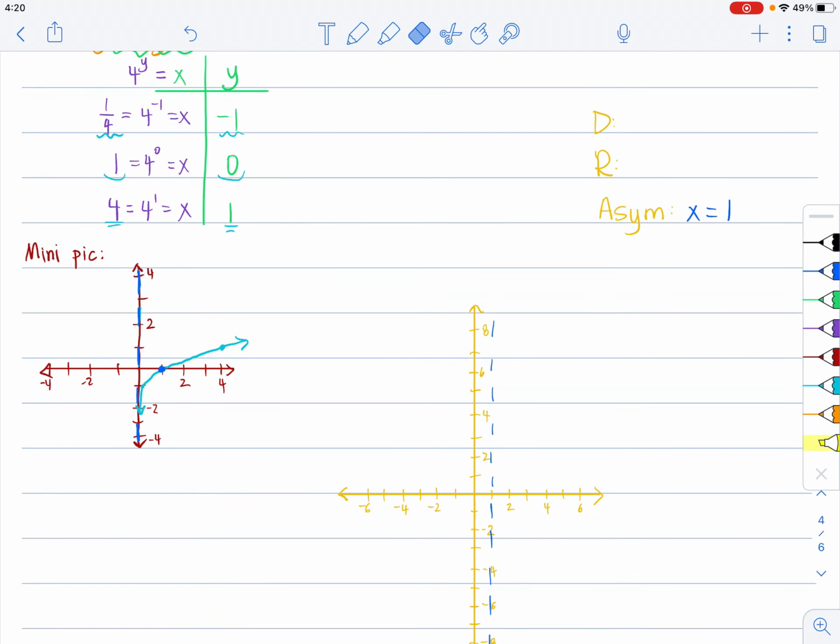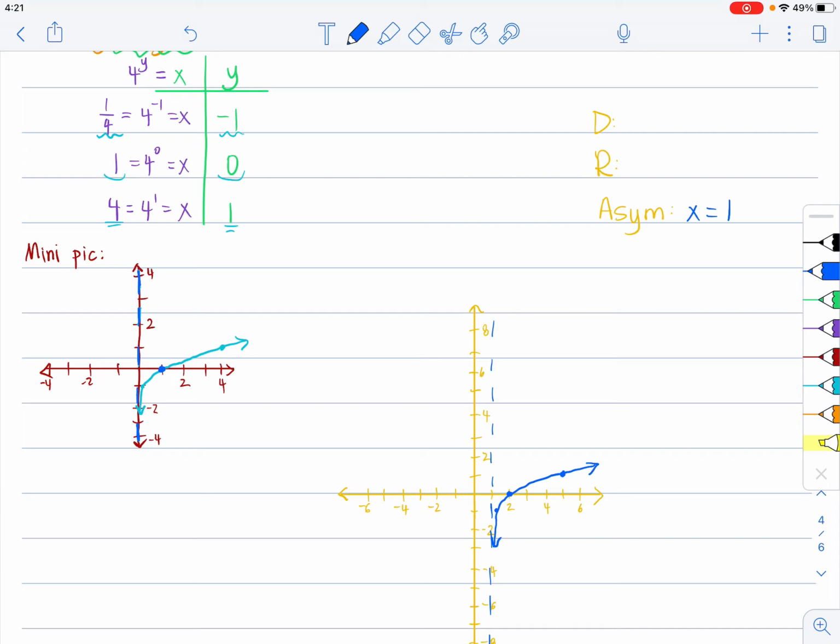Okay, we are not going on an elevator up or down right now. We are just shifting all of our points to the right 1. So my 1, 0 will now be at 2, 0. When y is negative 1, my x is a quarter away from the line here. And when x was 4, now I'm at 5, comma 1. And this is my picture.